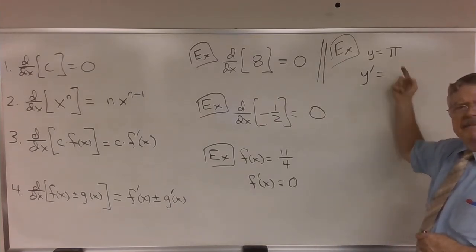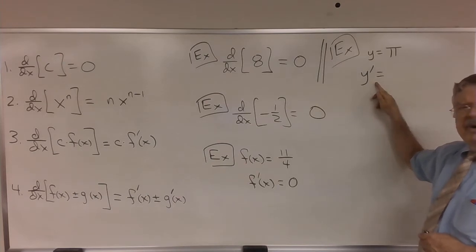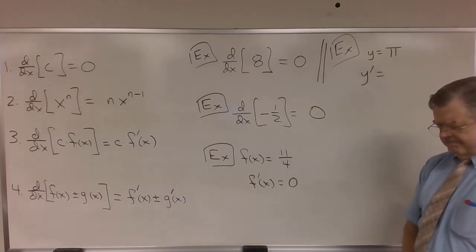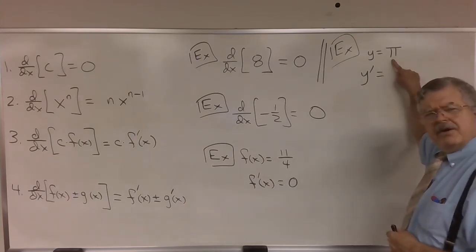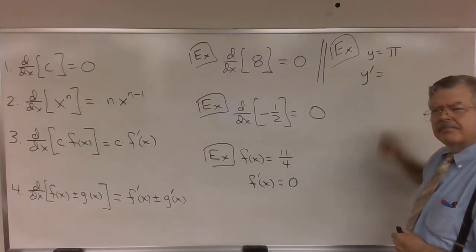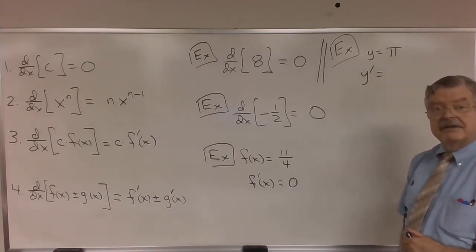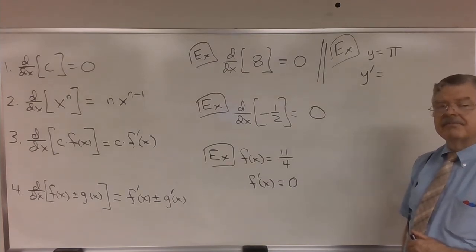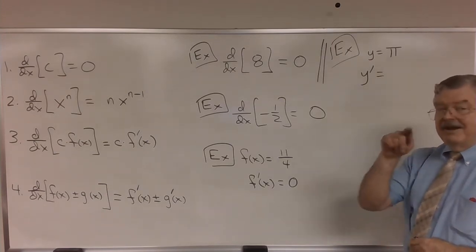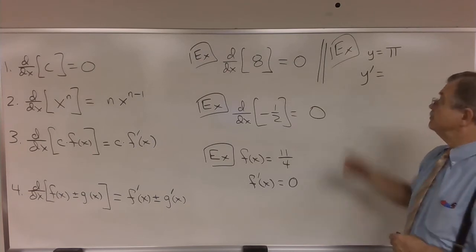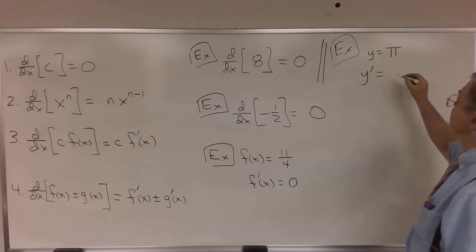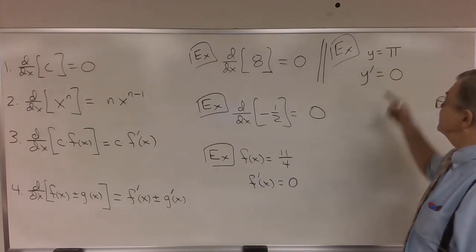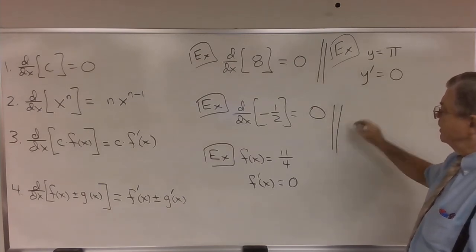y equals pi. So what about the derivative, y prime? What do we know about pi? It's approximately equal to 22/7. Decimal equivalent 3.1415... Pi is a constant, isn't it? So y prime is going to be 0. The derivative of a constant is 0. Okay.